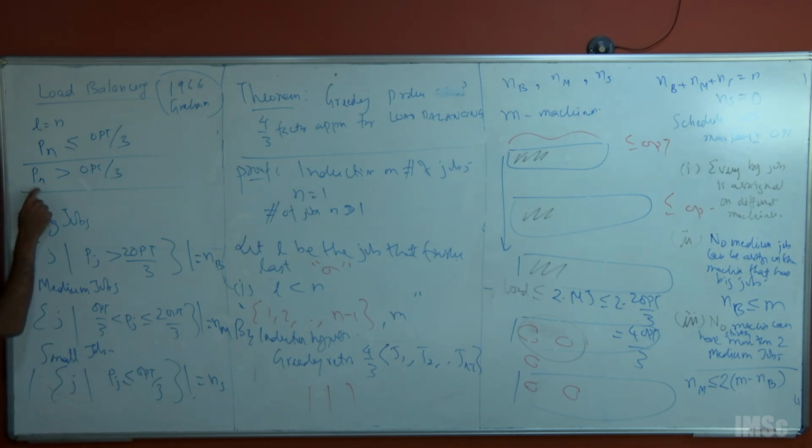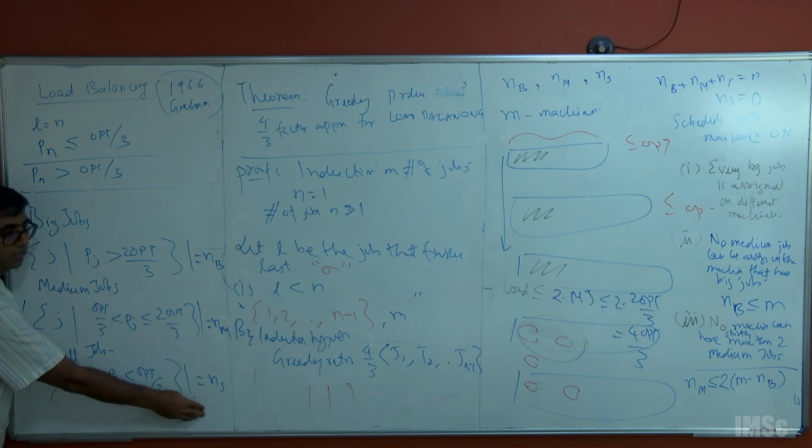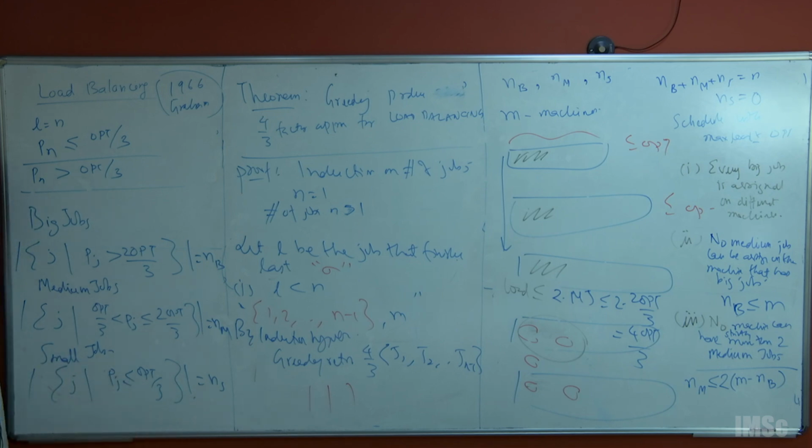What is the property of the last item, Pn? It is the last item. It means its processing time is the smallest. What is its processing time in this case? Read here. What is the definition of J? Less than or equal to. So there are no such jobs. So Ns is 0, and then we are done.